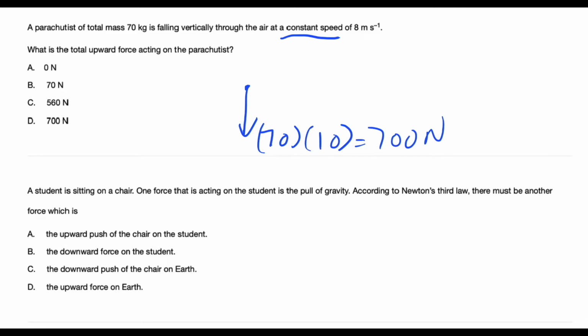So in order to cancel this force out, there's gonna be a force that points in the opposite direction, equal in magnitude. So this is the upward direction, and the magnitude of the force will also be equal to 700 Newtons. So the answer will be D.